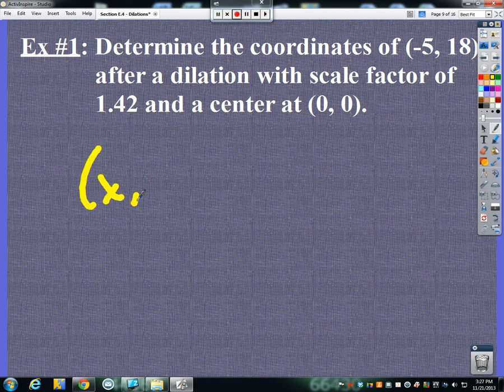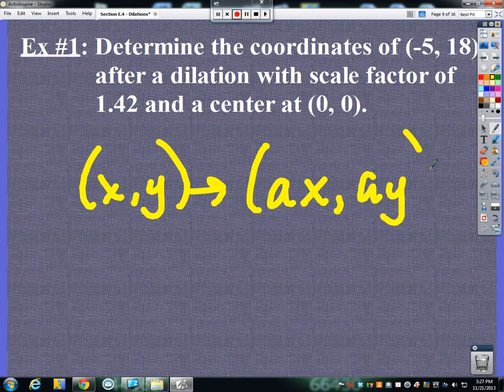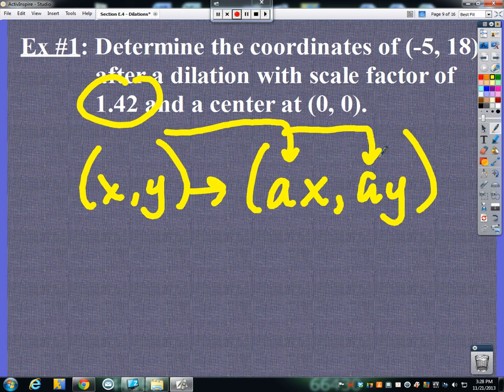So again, our rule was (x, y) goes to (ax, ay). Well, a is our 1.42, so that's going to go there and there. And then our x, well, negative 5 was our x, and 18 was our y. So that's all we're really going to do. We're going to take our old x and our old y, negative 5 and 18, and multiply them both by the same amount, 1.42.